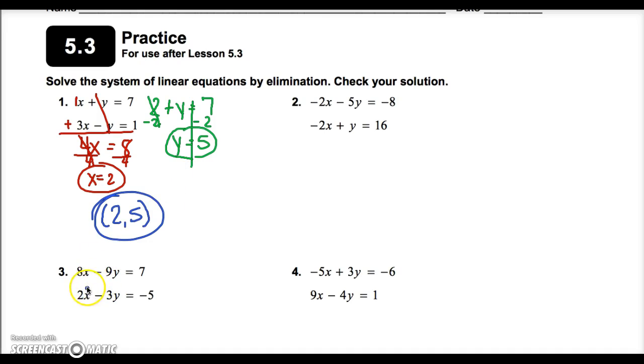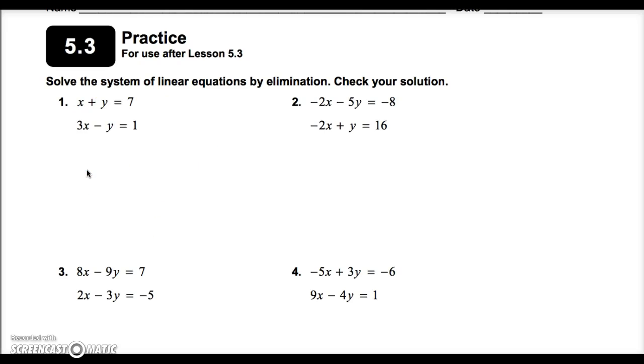Okay, look at number 3. We have 8x and 2x, not opposites. 8 and 2 are not opposites. Negative 9y, negative 3y, negative 9 and negative 3 are not opposites. So nothing will cancel there. Number 4, negative 5x and 9x, those are not opposites. And positive 3 and negative 4, those are not opposites. So we will get to these later. Right now I just want to focus on the ones that are already set up to cancel each other out.